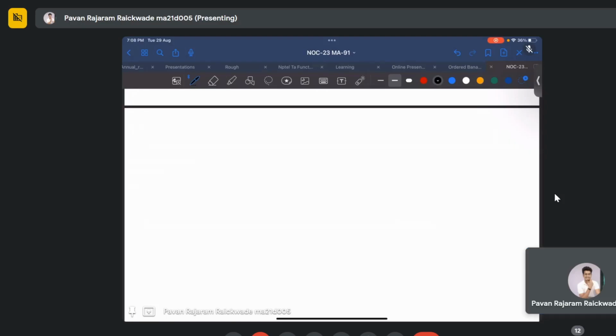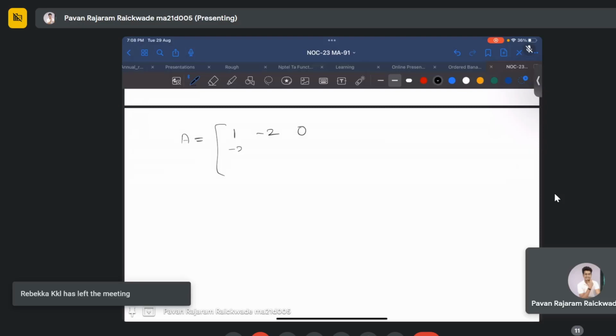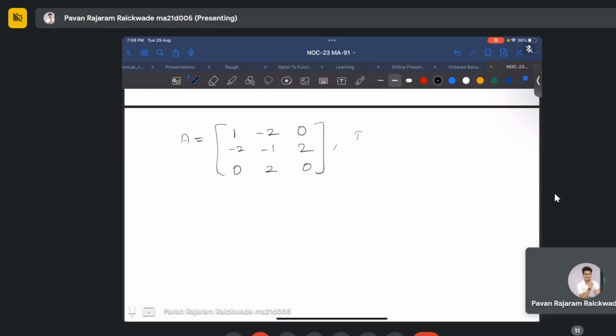Sir, let A be the matrix with first row 1, minus 2, 0, second row minus 2, minus 1, 2, and third row 0, 2, 0. Then the range of eigenvalues lambda of A is. Yes, sir. That's the question. Range of eigenvalues. And what are the options? Sir, first option is minus 1 is less than or equal to lambda is less than or equal to 3. Second option is minus 5 is less than or equal to lambda is less than or equal to 3. Third option minus 2 is less than or equal to lambda is less than or equal to 3. And last, minus 1 is less than or equal to lambda is less than or equal to 2.